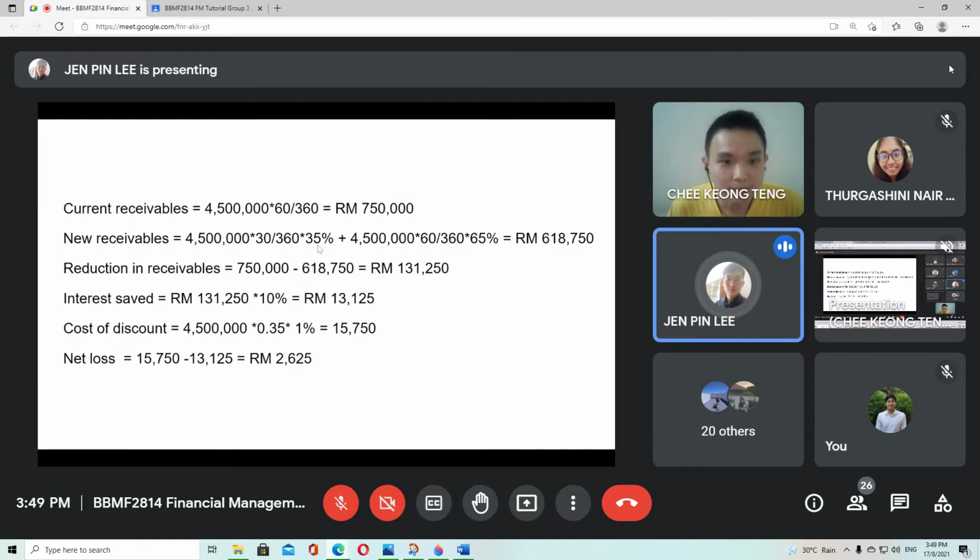And the new receivables will be when the discount is being given, and we will be receiving 35% of the credit sales within 30 days. And the remaining 65% will be received within 60 days. So we will get the new receivable, which is 618,750. So there will be a reduction in receivable, which is amounted to 131,250.